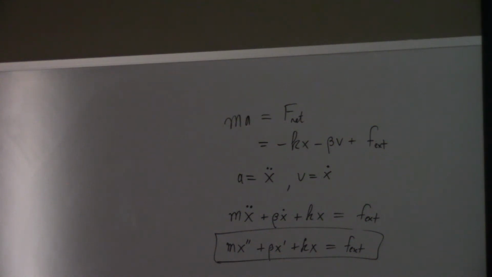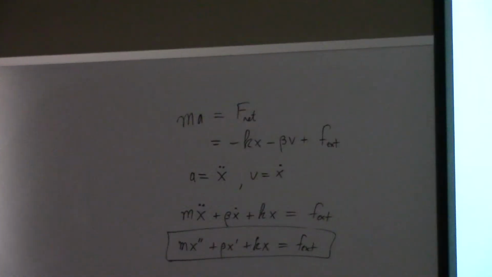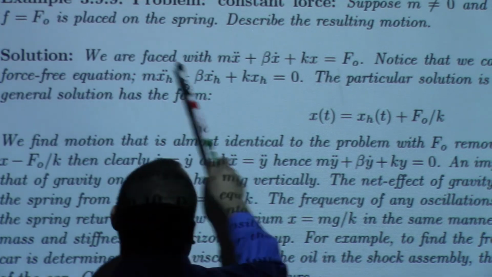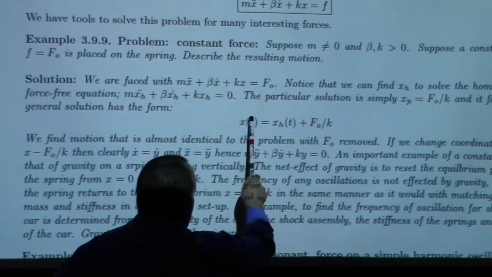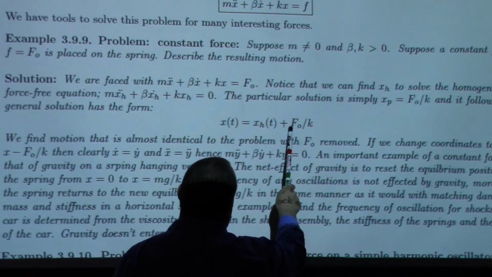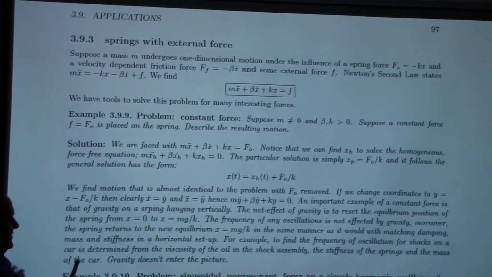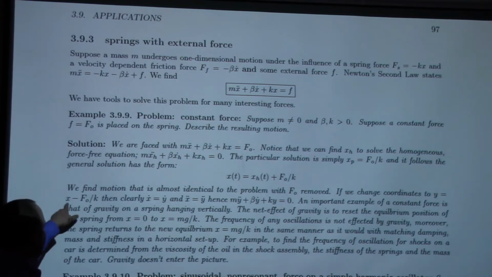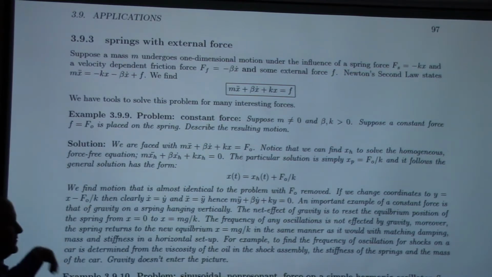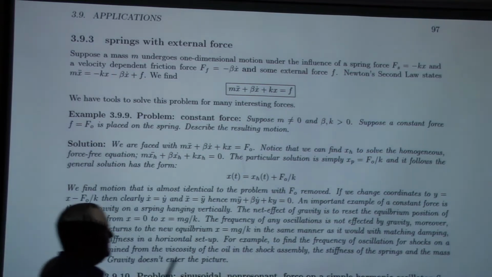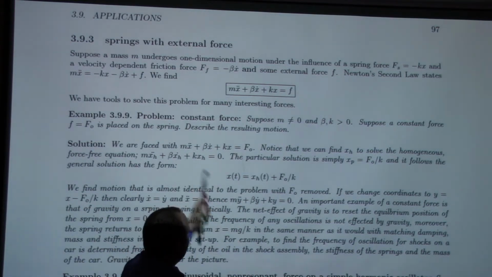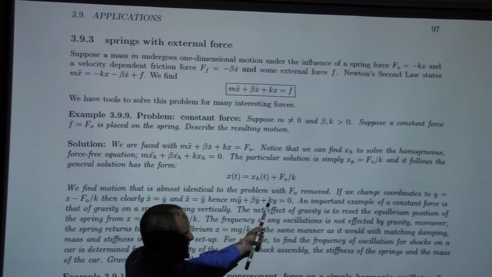So if you have m not equal to 0 and beta and k greater than 0, and you put a constant force, you can basically do undetermined coefficients, and you'll get the homogeneous solution plus the constant force divided by k. I think you can even redefine the variable y as x plus f naught over k, and you'll basically get back to no force at all. If you have a constant force, you can define new variables such that, again, you have my double dot plus beta y dot plus ky equal to 0.